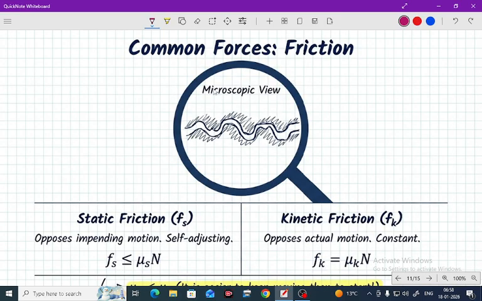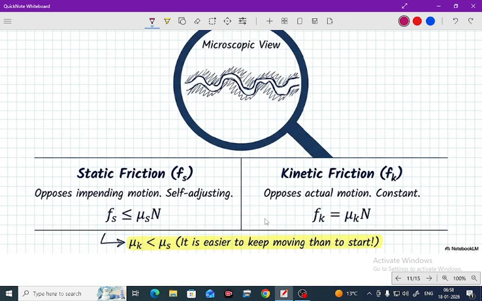Common forces, friction, microscopic view. In friction, you see this is a microscopic view of the surface. We have two types of friction, static friction and kinetic friction. Static friction opposes impending motion and is self-adjusting, that is, Fs is less than or equal to mu_s times N. Kinetic friction opposes actual motion and is constant, Fk equals mu_k times N. Remember that mu_k is less than mu_s. It is easier to keep moving than to start.